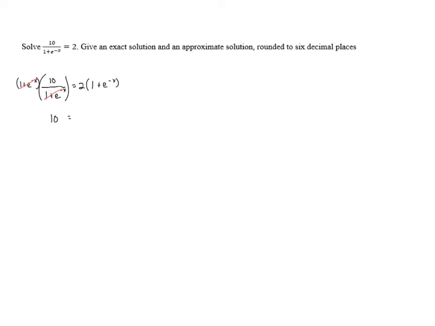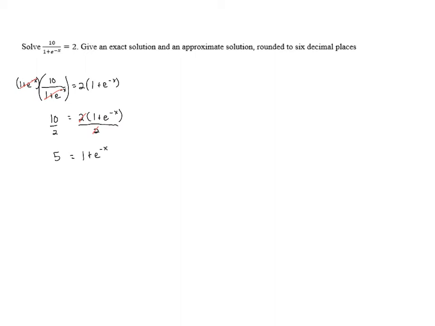And I could distribute the 2 on the other side, but I'm going to leave it just like it is because we're going to want to get rid of it. And so what we can do is just divide both sides by 2 as it is now. If we do that, the 2's on the right-hand side cancel, leaving us with 1 plus e to the negative x. On the left, 10 divided by 2 is 5.